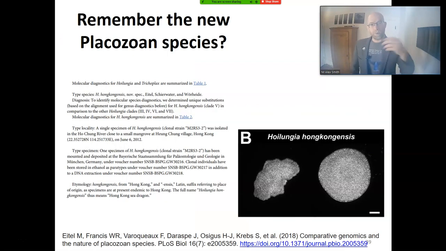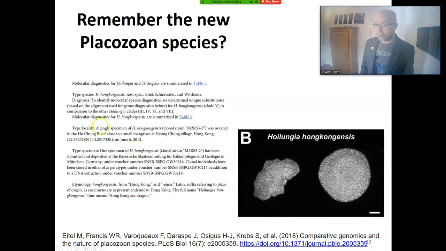So you remember when we were talking about the Placozoans, the phylum formerly of 1, in the paper that I presented then that was published in PLOS Biology 2 years ago, this is actually the description where Hoilungia hongkongensis was described. And you can see here that it has a type locality, that it was isolated from the Chung River close to the small mangrove in this particular village inside of Hong Kong, and a particular date.